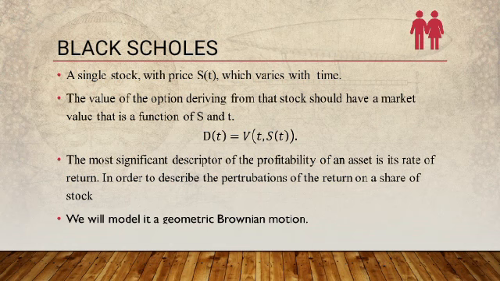The most significant descriptor of the profitability of an asset is its rate of return. In order to describe the perturbation of the return of a share of stock, we will model it as a geometric Brownian motion.